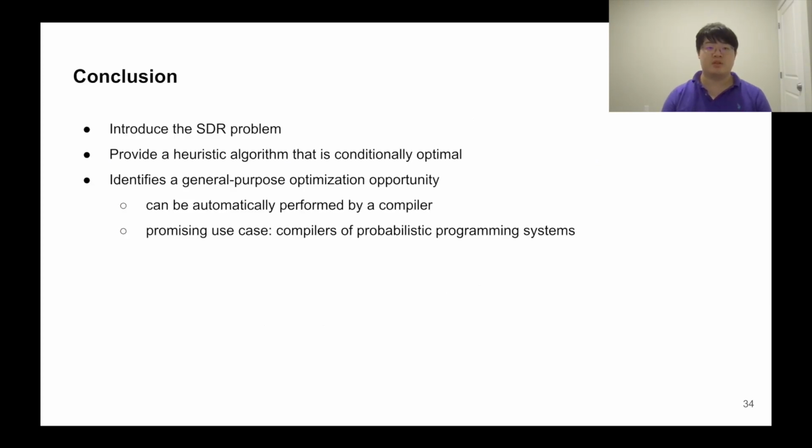In conclusion, in this work, we identified the simplifying dependent reductions problem and gave a bilinear program formulation to the problem. We provide a heuristic algorithm that can solve the simplifying dependent reductions problem efficiently and practically, and we obtain good empirical results. Above all, we believe that we have identified a general-purpose optimization opportunity that can be leveraged by an optimizing compiler. It uncovers a promising use case of incorporating our technique into compilers for probabilistic programming systems to move up the abstraction level further and to reduce the programming labor under such systems.